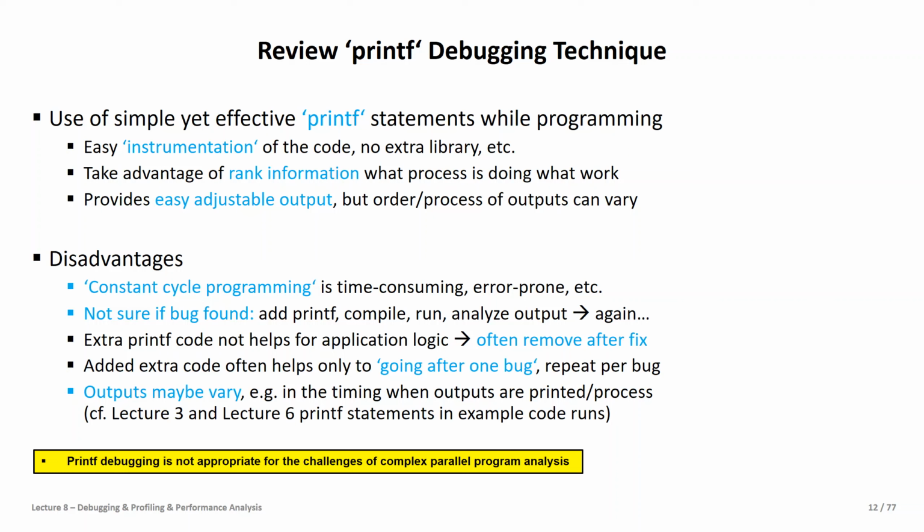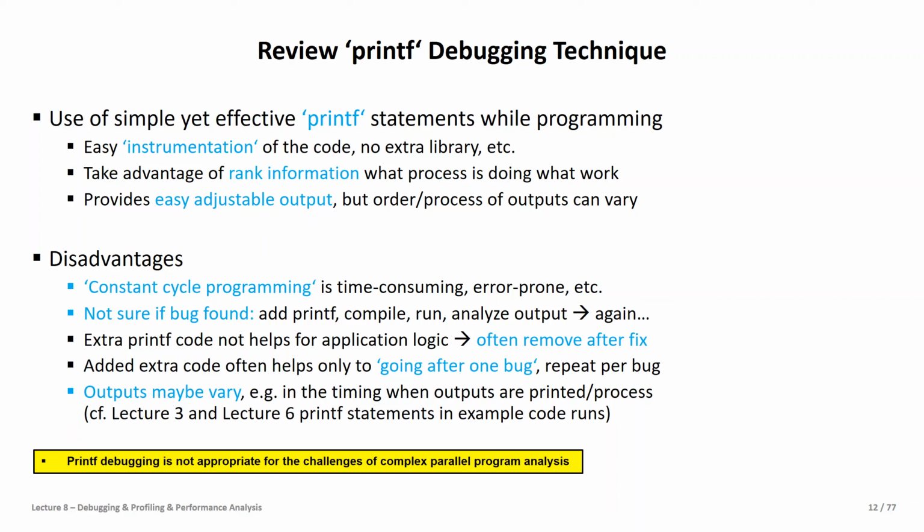So also here, when you think about this constant-cycle programming, it's error prone, and then you do another printf, compile, run, analyze output, and then you do again printf somewhere else to find another bug or so. Of course, this is really time consuming. Think about that: printf means you change the code, you have to recompile the code, you put it in a batch script, it runs, etc. So it is basically very tough to debug in the parallel world. And of course, you have this for one bug, and then you do the same exercise for another bug maybe.